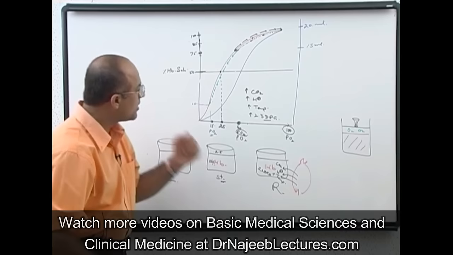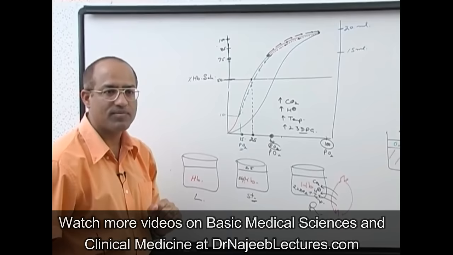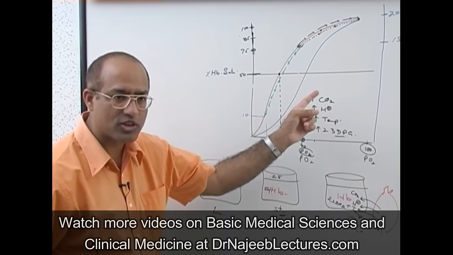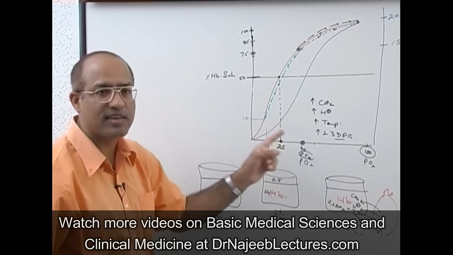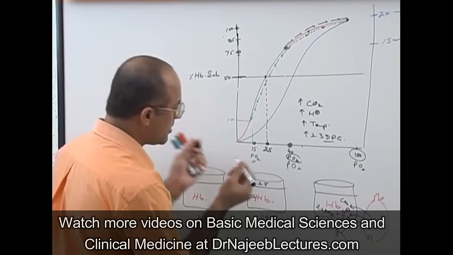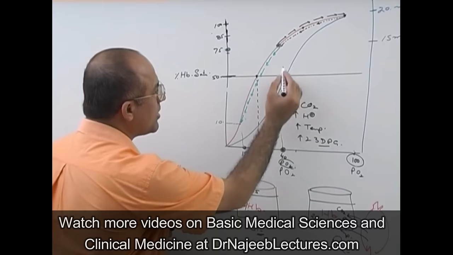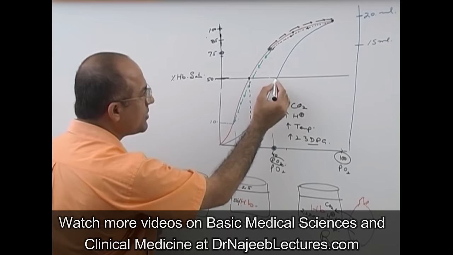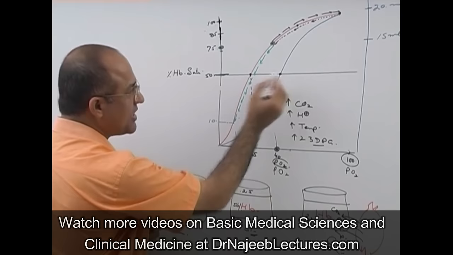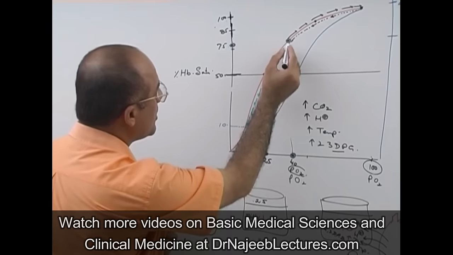So what really happens? Look, when the curve is shifted to the right, why is it shifted to the right? Because now hemoglobin has less affinity for oxygen, so it more readily delivers oxygen. For every given pressure, it has less saturation. For example, let's come to the pressure of 40. At the pressure of 40, normally there was saturation up to what? 75. Now there is saturation of maybe 50.